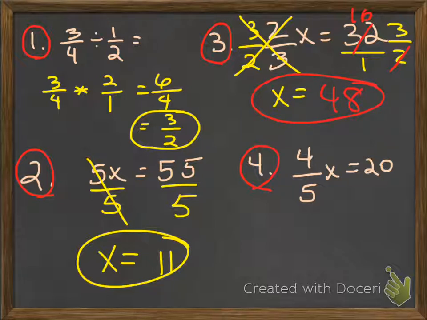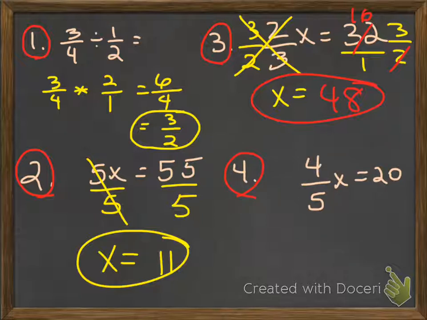Alright, now let's do one just like the one I just did. Let's do one again. We're going to do number 4. Alright, we're going to need to get this 4/5 away from the x. So we do that by dividing. But since it's a fraction, dividing with fractions is the same as multiplying by the reciprocal. The reciprocal of this just means I flip that over, and I'll have 5 over 4.